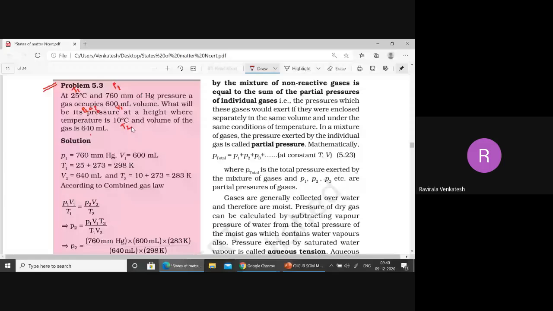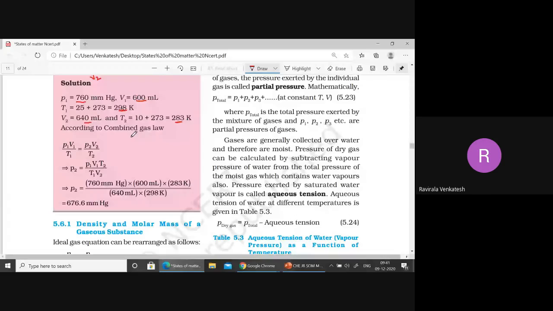That is V2. Now, P1 is 760, V1 is 600 ml, T1 is 298 Kelvin, V2 is 640, and T2 is 283, because you converted the temperature into Kelvin. Now what formula are we using? The combined gas law. In this, for P2, you move this one here and V2 over here, and we get a formula like this.